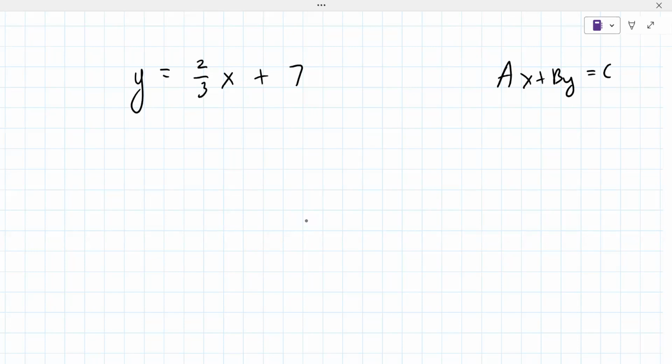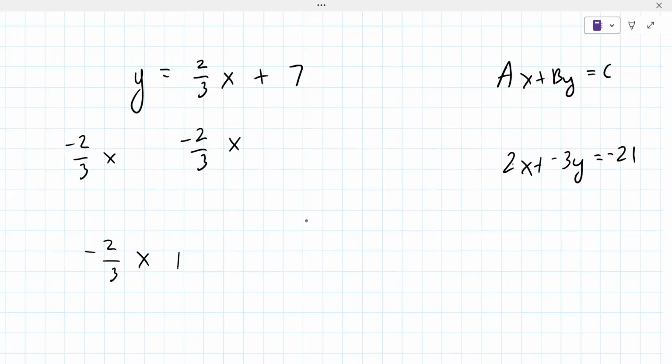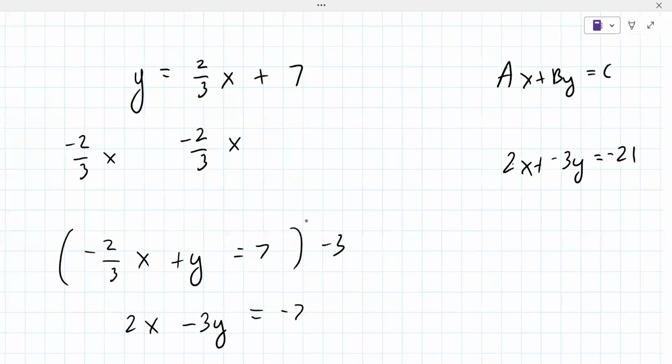2x plus -3y equals -21. Okay, let's take a look here. It's sounding pretty good. So you subtract 2/3 x from both sides. So you got -2/3 x plus y equals 7. Multiply everything by -3, so that's 2x. Like you said, -3y or plus -3y equals -21. Very, very good. Okay, that's great.